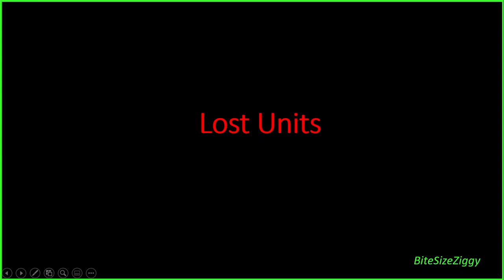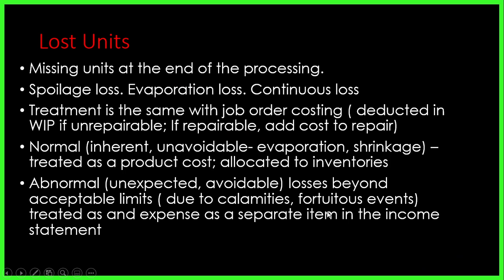This is another discussion under process costing. This time we'll be talking about lost units. Now, when we say lost units, we normally refer to missing units that are found at the end of the processing. I say normally because it really depends on our inspection points. Lost units can be recognized at the beginning of the process, during the process, and at the end of the process. Examples of lost units, you will have your spoilage losses.